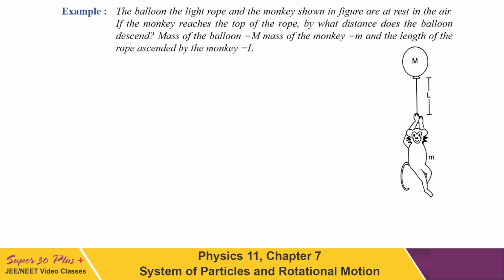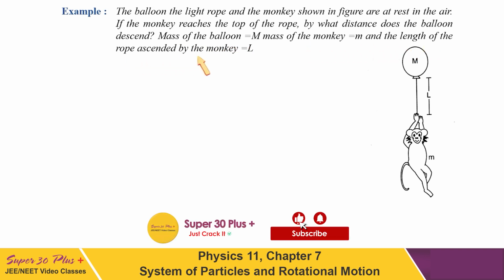And based on this concept, here is an example. The balloon, the light rope and the monkey shown in the figure are at rest in the air. See, here the whole system is at rest, so of course the center of mass also must be at rest. Now if the monkey reaches the top of the rope, by what distance does the balloon descend? The mass of balloon, mass of monkey and length of rope ascended by the monkey are provided here. So let's see how to proceed in this question.